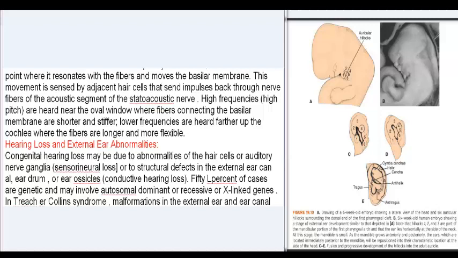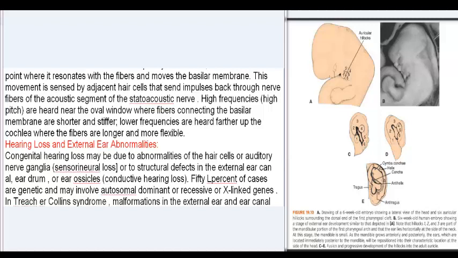This movement is sensed by adjacent hair cells that send impulses back through nerve fibers of the acoustic segment of the statoacoustic nerve. High frequencies (high pitch) are heard near the oval window, where fibers connecting the basilar membrane are shorter and stiffer. Lower frequencies are heard farther up the cochlea, where the fibers are longer and more flexible.